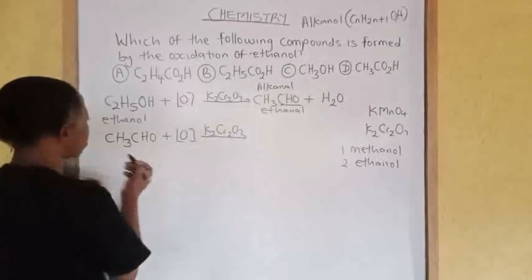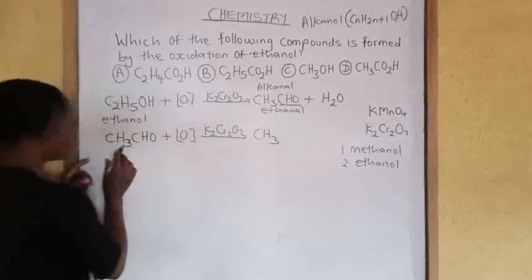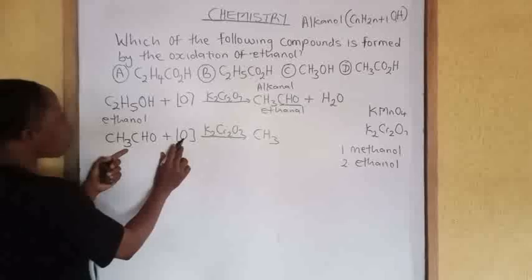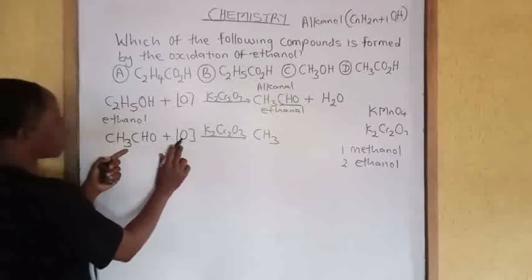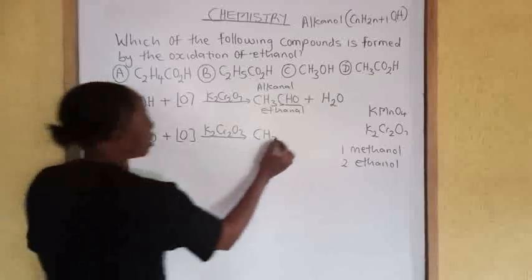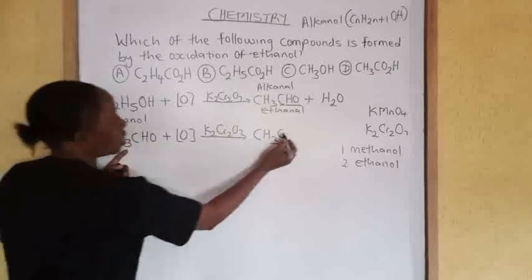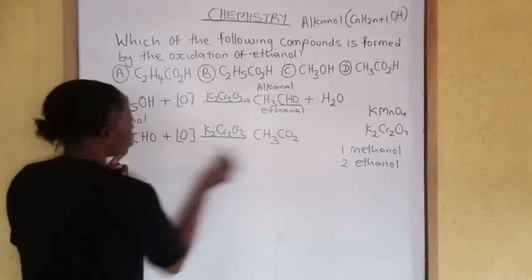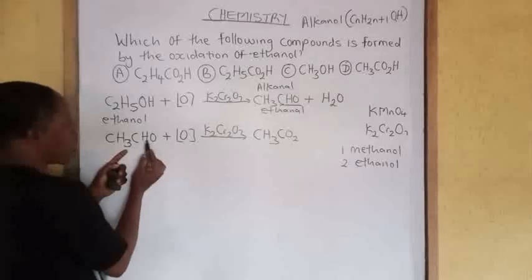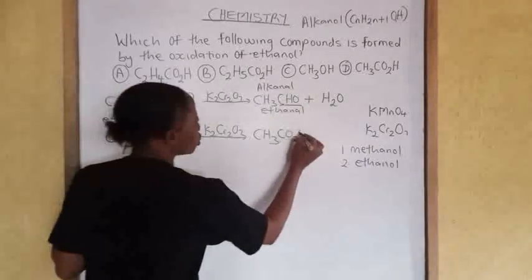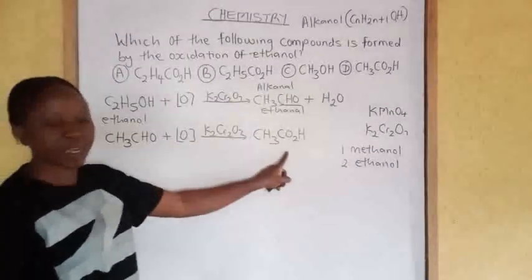So what will be our product? Well, it will give us CH3. Add oxygen to this structure, and we get a carbon with 2 oxygen atoms, one oxygen here, one oxygen here. One oxygen plus one oxygen will give us 2 oxygen atoms, followed by this hydrogen. So this is the final product.